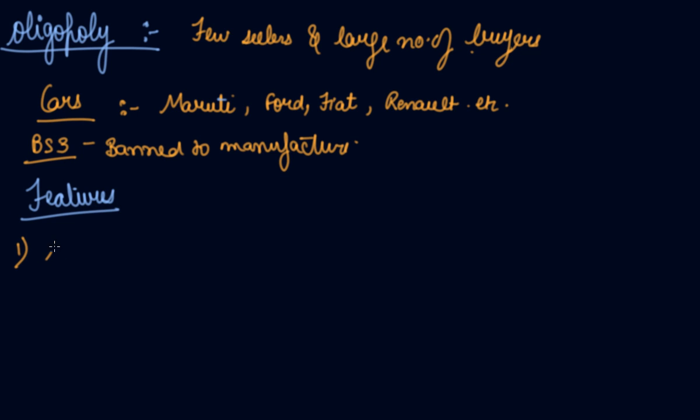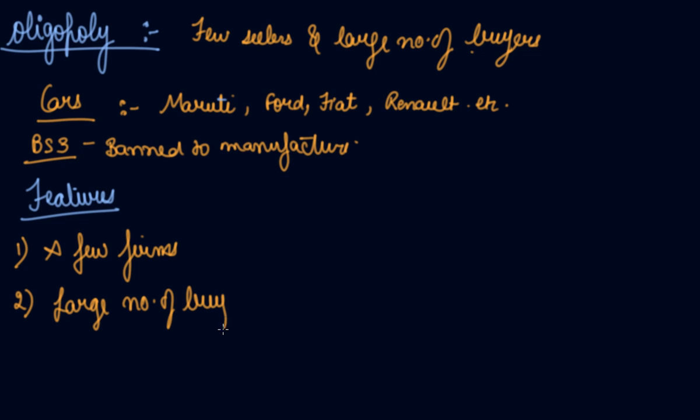Number one is a few firms. I told you that there are few firms, but large in size, and they have more dominance in the market. Second, we have a large number of buyers. See, there is a large number of buyers of the commodity. The number is so large that no individual buyer can impact the market price of the product. You and I individually cannot affect the price of cars in the market. So, a large number of buyers and a few firms.